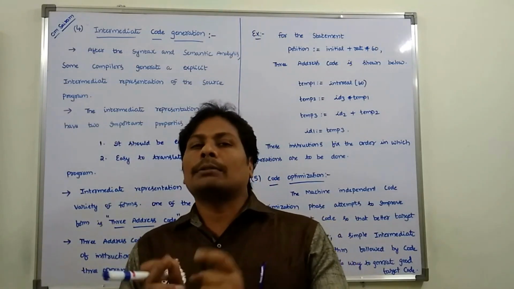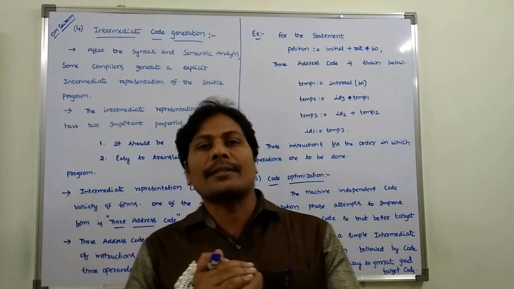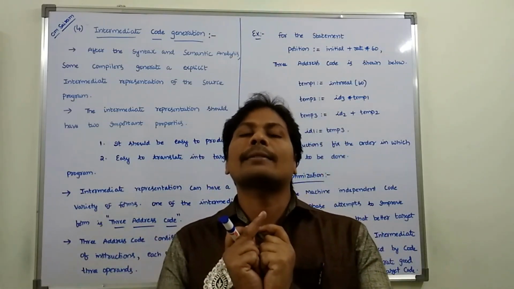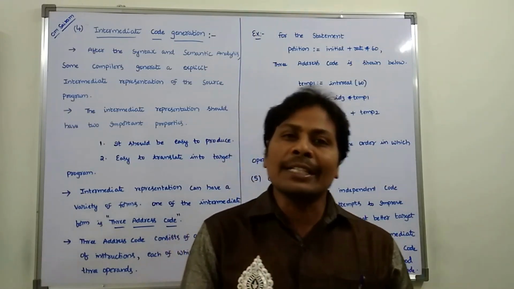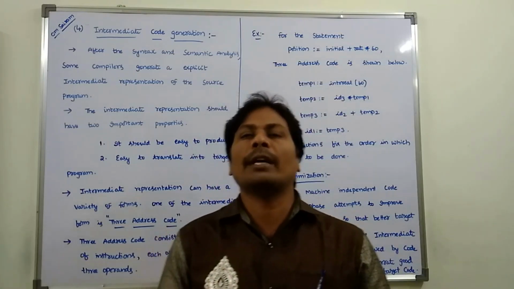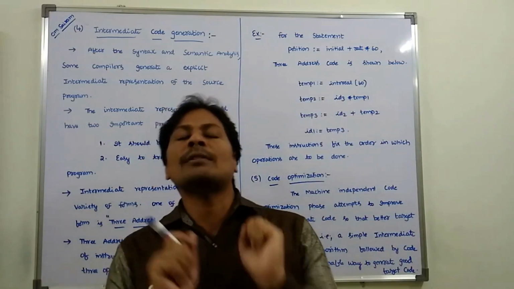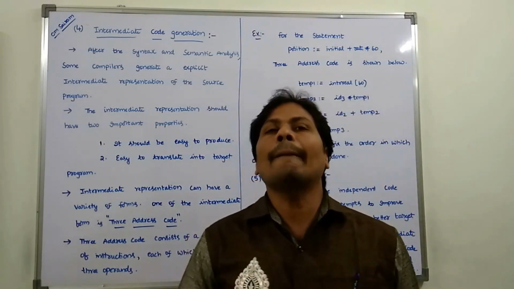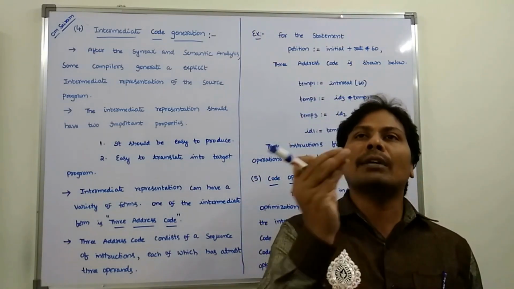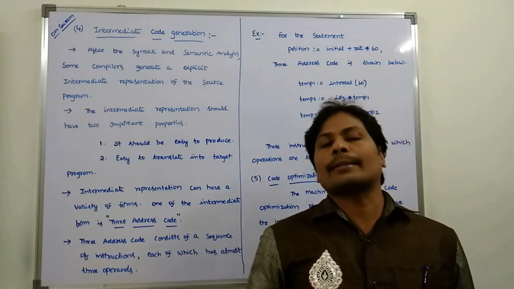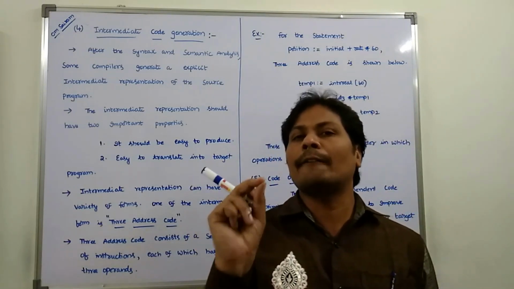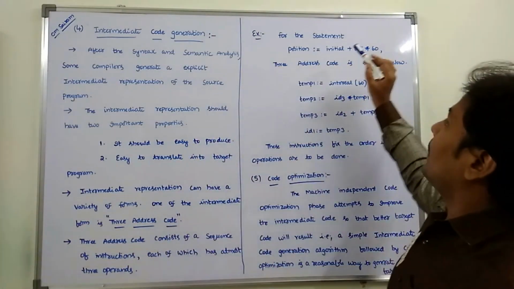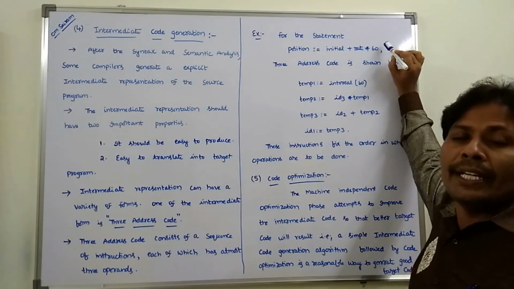What is 3 address code? 3 address code is a sequence of instructions. Each and every instruction can have at most 3 operands. At most 3 operands means it may contain 1 operand, 2 operands, or 3 operands. Suppose we take a given statement, position equals initial plus rate into 60. How do we convert this statement into 3 address code? Each instruction contains at most 3 operands. So this statement can be converted into 3 address code.